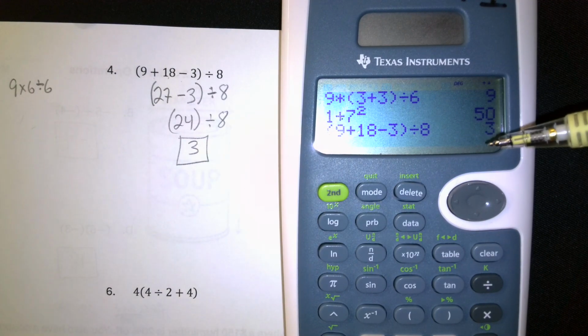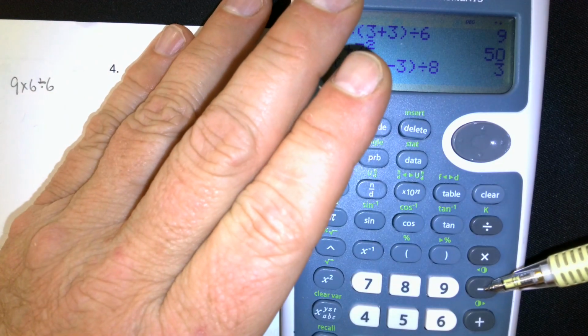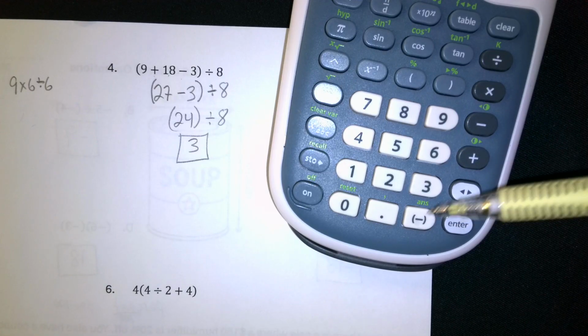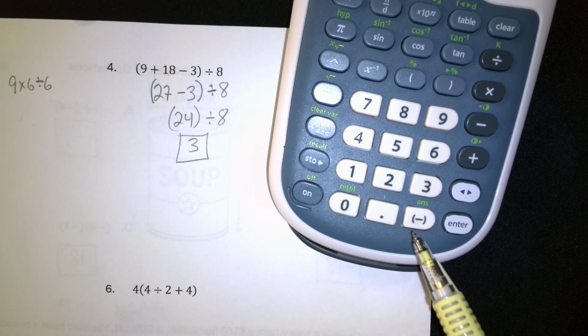Now I do want to point out, we've been using this subtraction key right here. There is another key that has a negative in it. We're going to talk about when to use this one, but if you know it's subtraction between two numbers, you will use this key. So we'll talk about this key when that comes up.